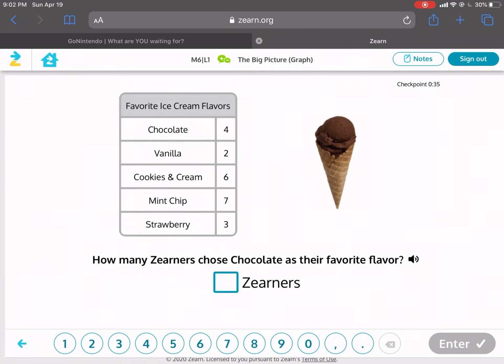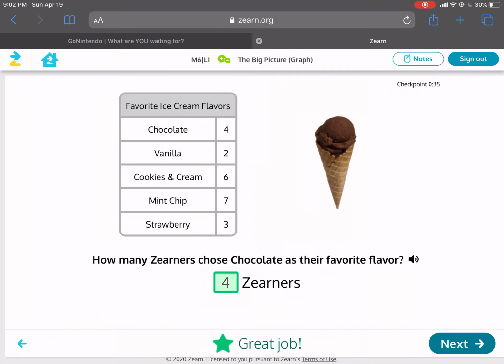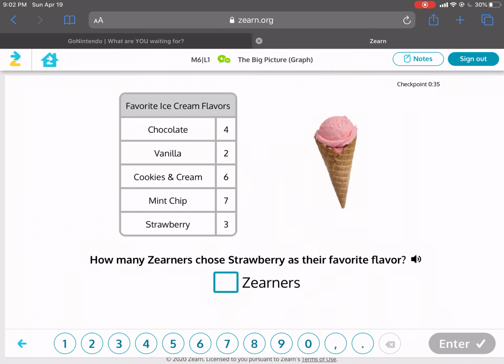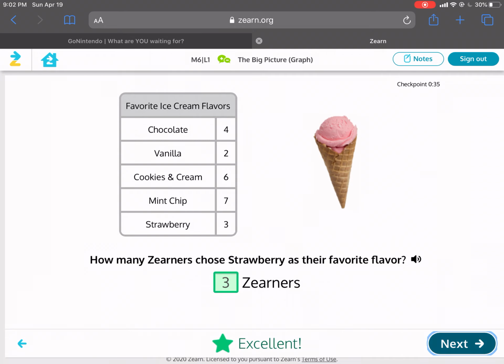How many Zerners chose chocolate as their favorite flavor? I'm just going to take a look at my table where it says chocolate. Next to it, I see the number 4, so I know that 4 Zerners chose chocolate as their favorite flavor. Do the same with strawberry. Strawberry is there at the bottom, and I see that 3 Zerners chose that as their favorite ice cream flavor.